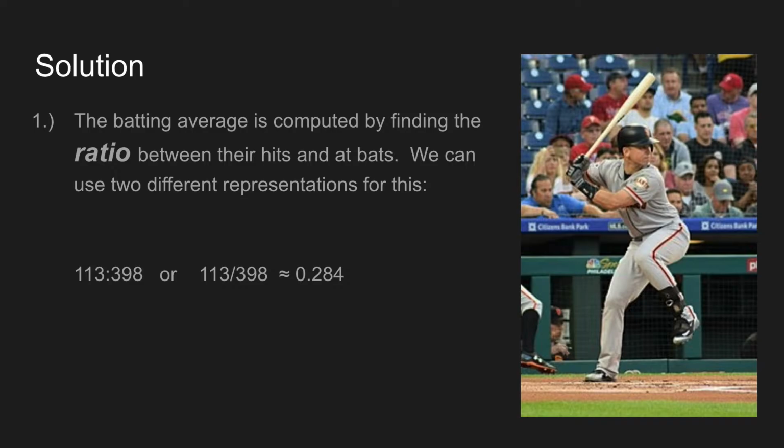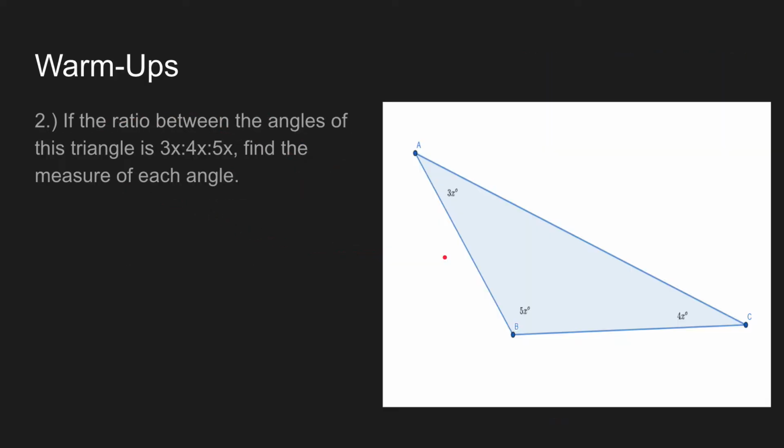So we can use two different representations to denote this. We can either say 113 to 398, so his total number of hits to his number of at-bats, or we can use a division symbol, which is 113 over 398, and either one of them will equate out to about .284, which, if you know anything about baseball, not a great season for him. Okay. So that's just what we can use ratios for.